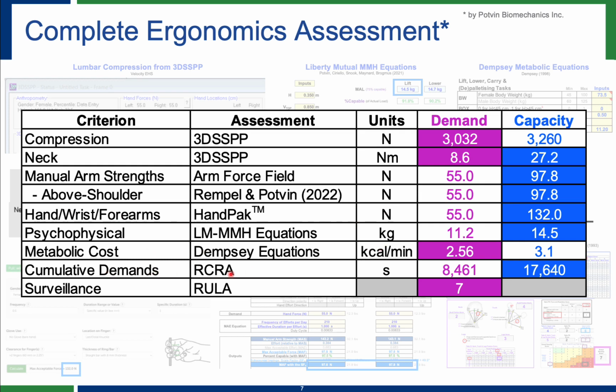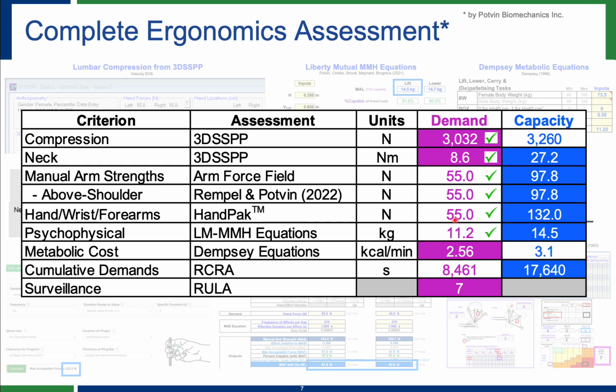You could use our RCRA method to determine the cumulative demands in terms of the number of seconds of recovery you need. And so here I'm showing anything highlighted is what's output from these different methods. And then sometimes you would have to go get your own capacity. So we would use 3260 for a 45-year-old female based on Yager's data. And then you'd have to kind of go through and say, okay, is the demand under the capacity? Yes, so we're going to call that acceptable. This demand is under the capacity, and so on and so forth.